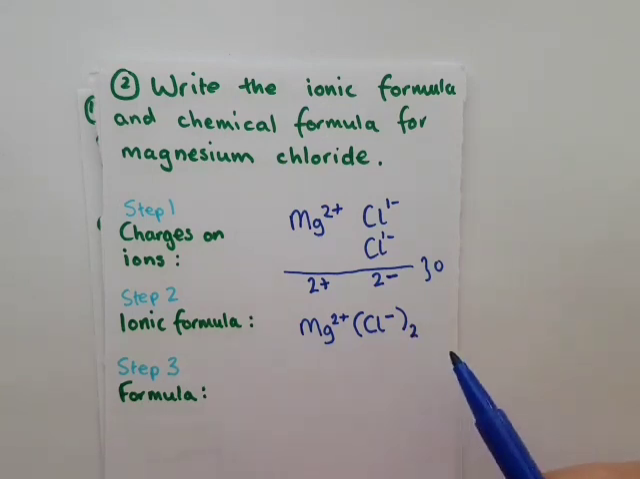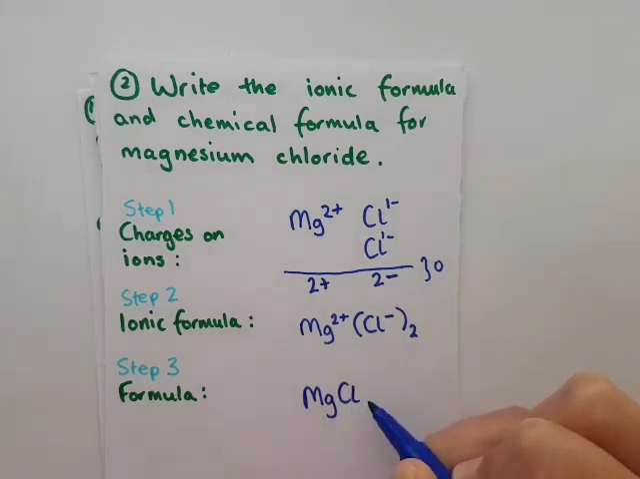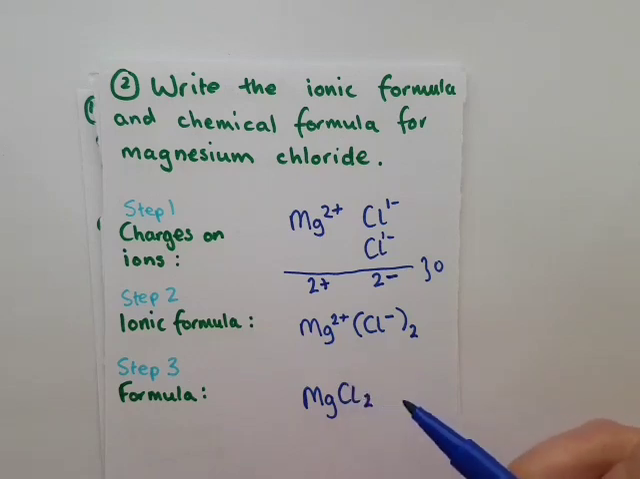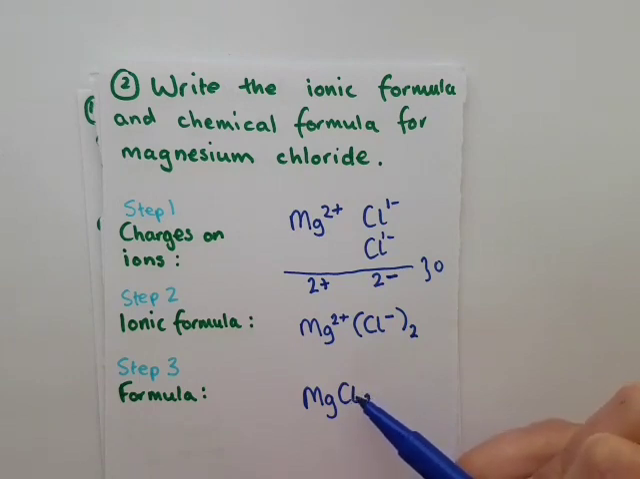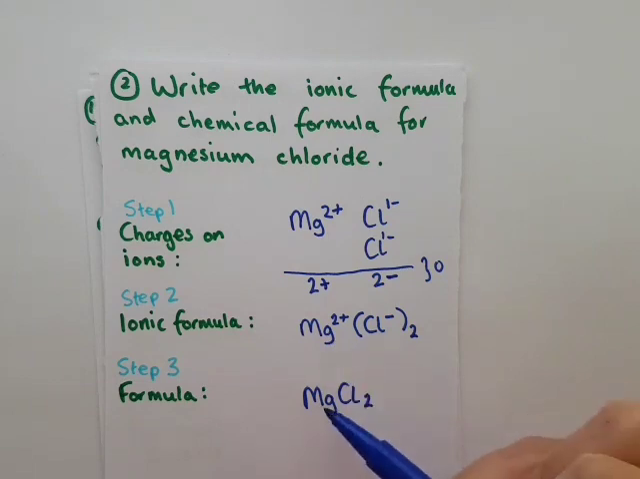Now that I've got the ionic formula, it's quite simple to write the formula because I'm just going to take out the charges. This time, I don't need brackets because the 2 only applies to this Cl, the symbol for chlorine. If there was another aspect to that symbol for chlorine, I might need brackets, but because Cl is the chemical symbol of chlorine on its own, I don't need any brackets around it. And I don't need a number beside magnesium because there's only one of them and we don't show a 1 in the chemical formula.